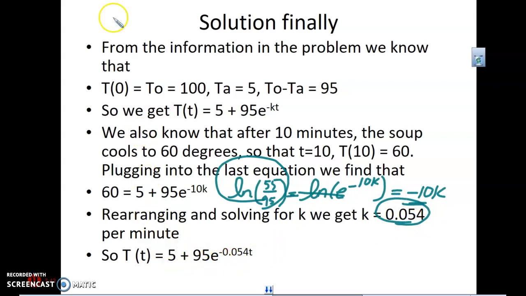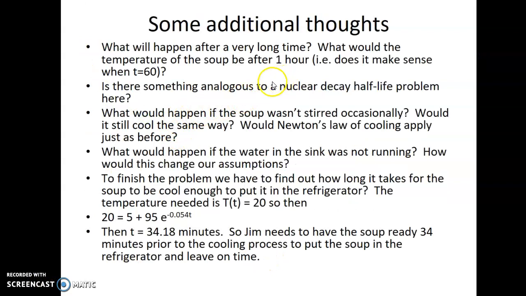Okay? So, because we got that k, we can come over here, put that k in, and we have an equation that's going to help us solve for Jim. So, what's Jim going to do down here? I figured it out. Jim needs to have the soup at 20 degrees. So that's the temperature at time t. He doesn't know how long that's going to take according to the rate, though. The rate constant is 0.054. So I'm going to plug that in and solve for time.